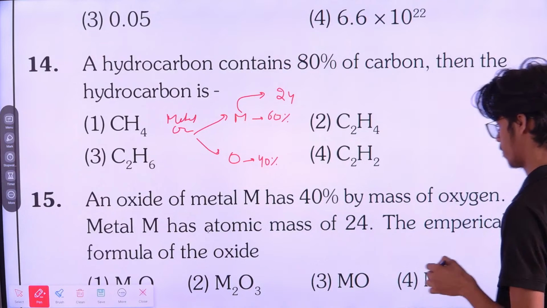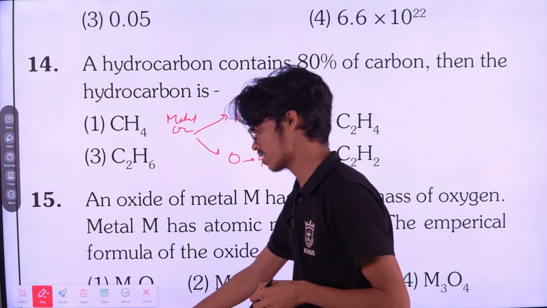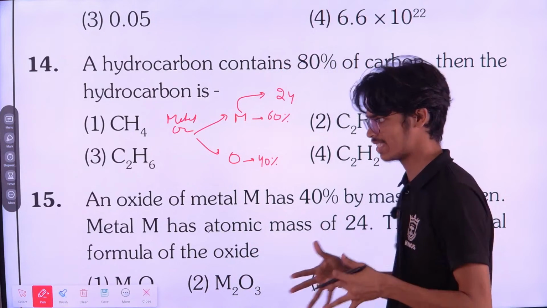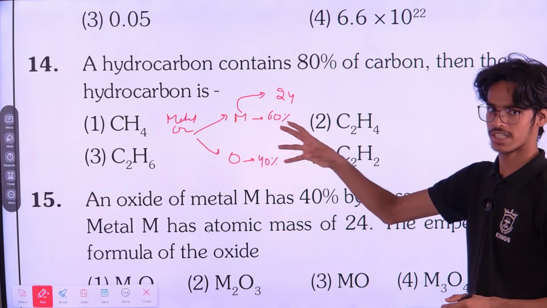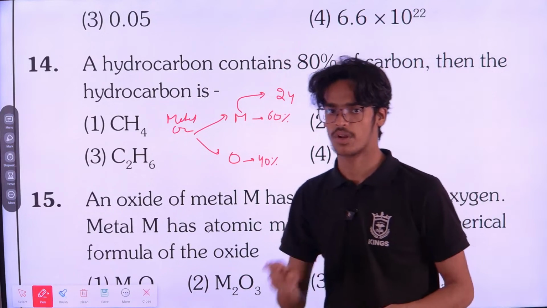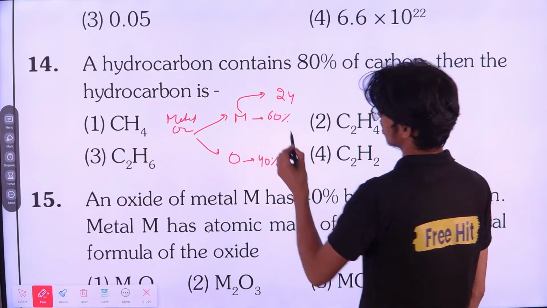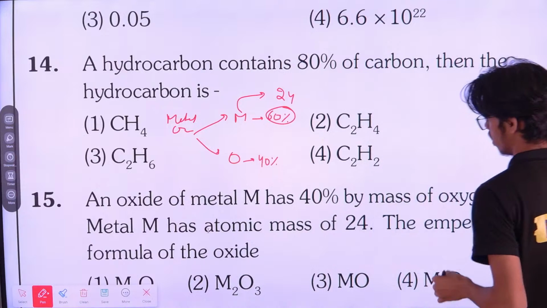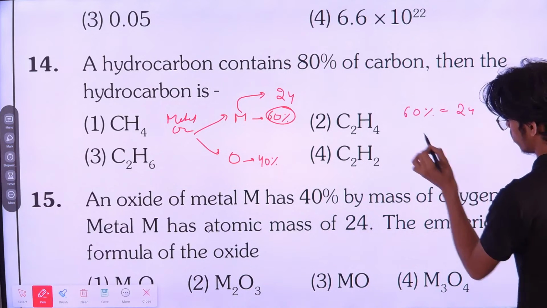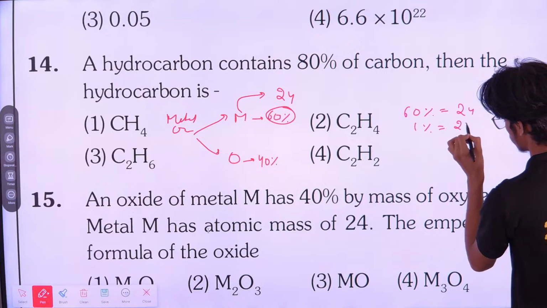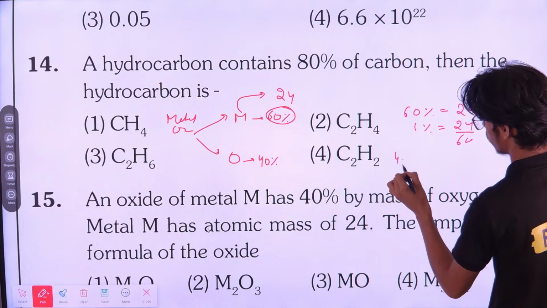Okay, let's see. The empirical formula of the oxide, empirical formula it is asking, it means just the ratio, not the exact number, because this particular information can give you the ratio but not the exact number of atoms in that molecule. So 60% is 24. Suppose 60% is 24, it means 1% of the mass is how much? 24 by 60, right?